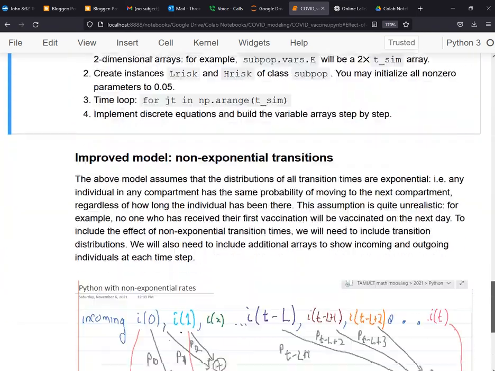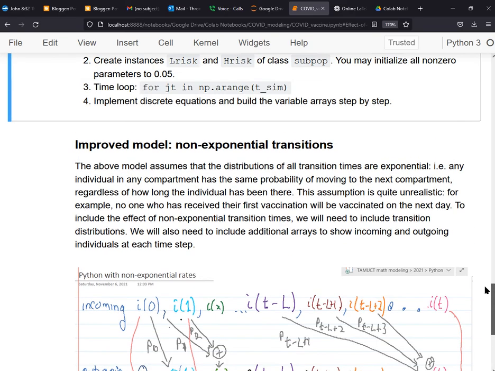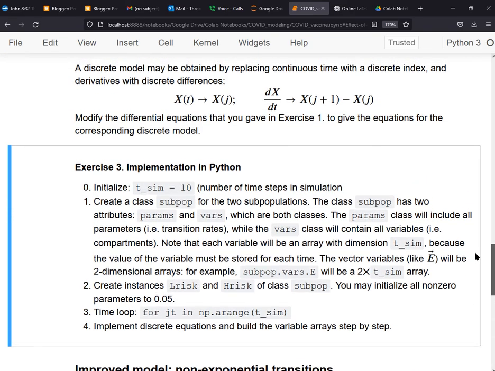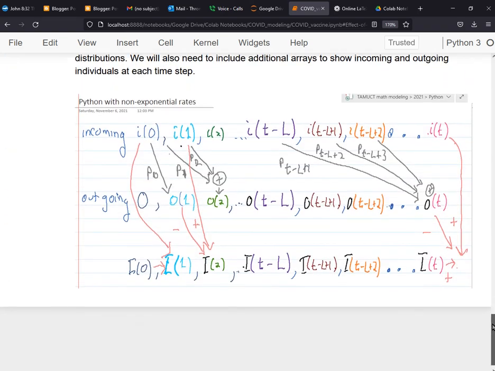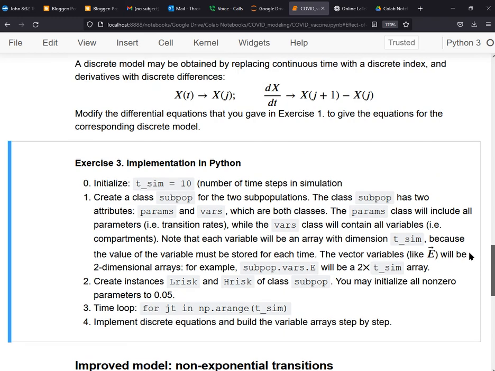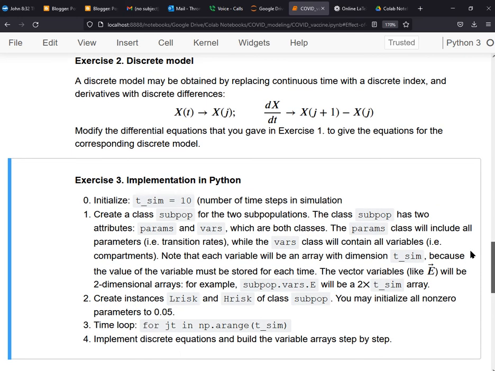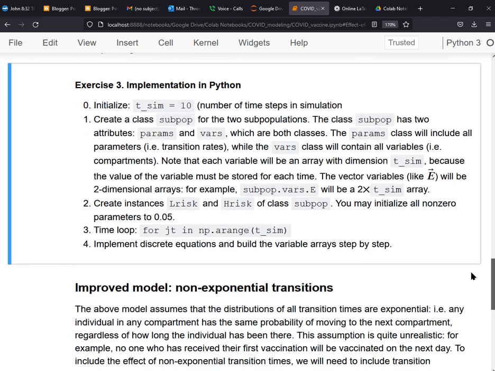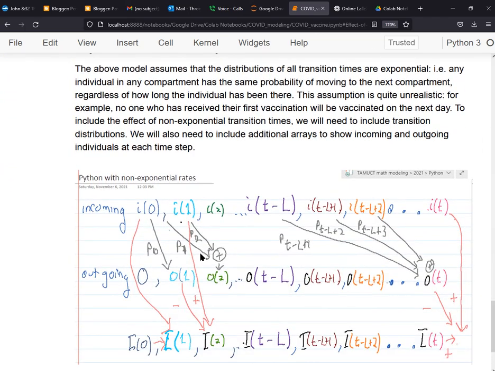This here is kind of showing the diagram. I will explain this in another video. But if you set up the code this way, it will not be too difficult to modify to introduce these non-exponential rates. The important thing is to set up a good structure for your code. If you set up a good structure, then you can make changes and improvements that will capture more realism. All right, that's good. So we'll stop here.